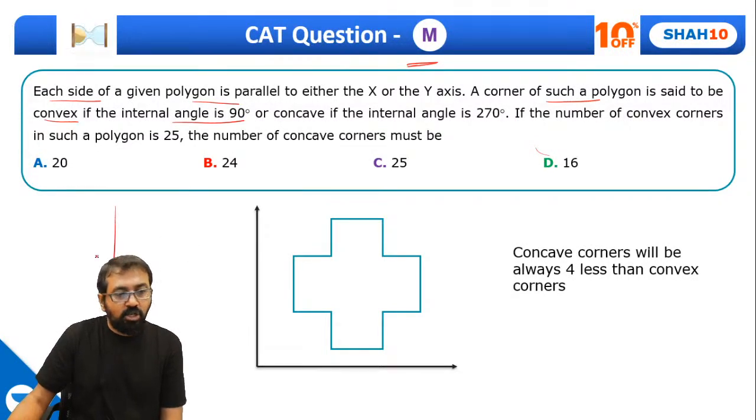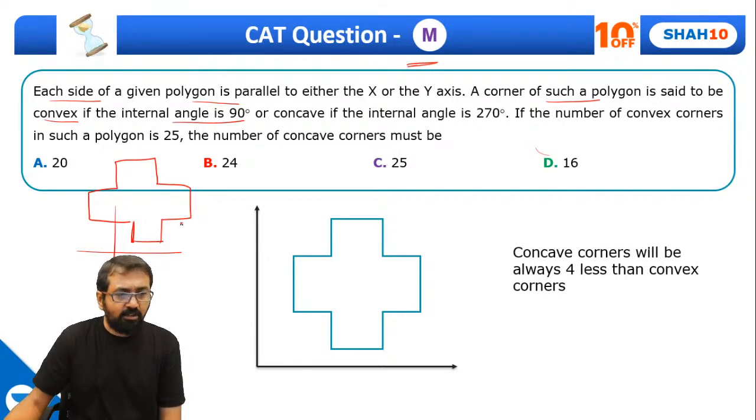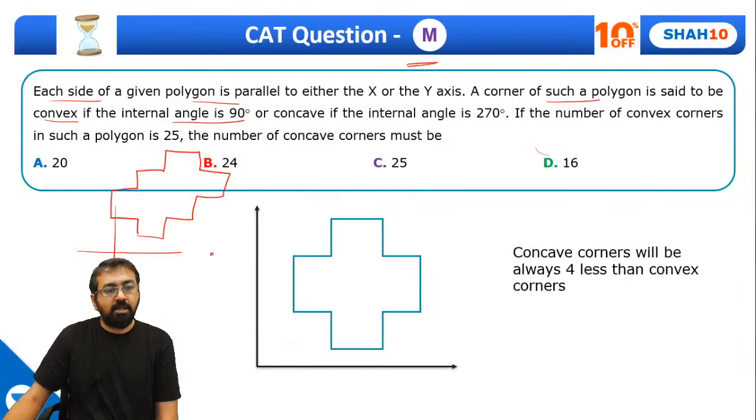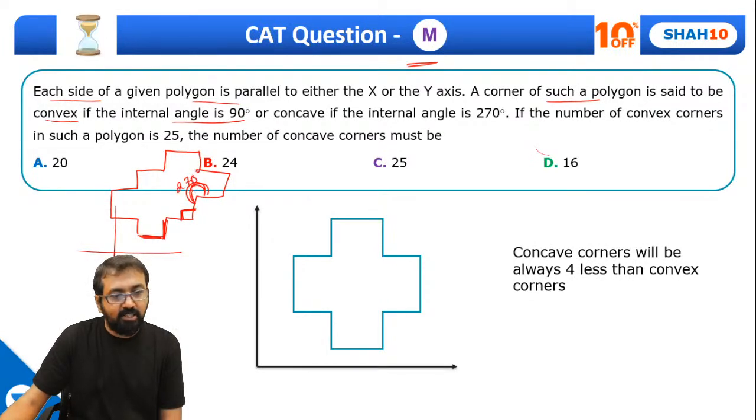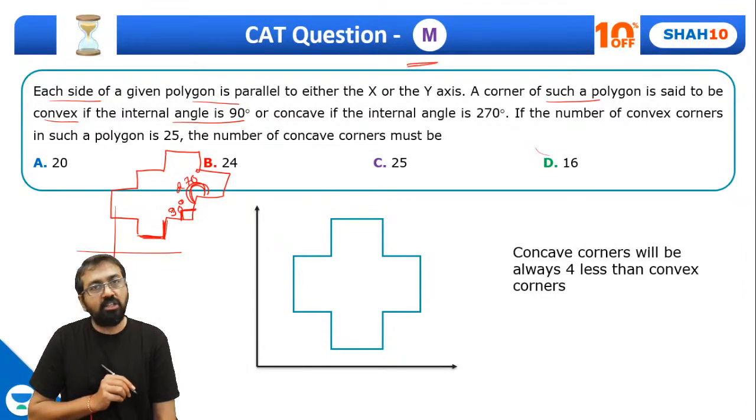See, how am I drawing the polygon? This is the Cartesian system. I am drawing a line either parallel to the y-axis or parallel to the x-axis. So this is how I can make a polygon. Of course, it can be bigger also. So I can also do it this way, then I can start returning back. I can also draw it this way, but ultimately each side will be parallel to either the x-axis or y-axis. And this is called a convex corner, and this is called a concave corner, because this angle is 270 degrees, this angle is 90 degrees. Are you all clear with this?